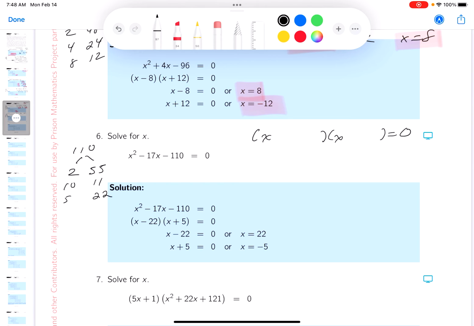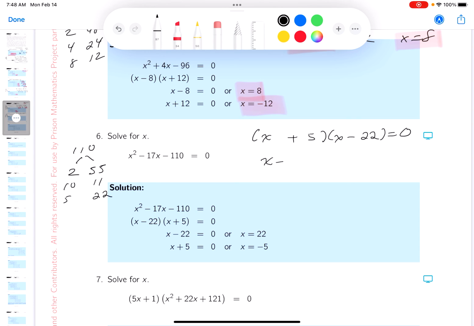Let's write this down, and let's see what we come up with over here. So let's see, it's going to be minus, plus. Let's just check that out. X squared, that works beautifully. Minus 22 plus 5 is minus 17, and 5 times minus 22 is minus 110. So the answer's over here.